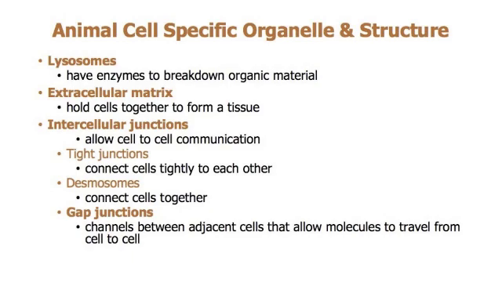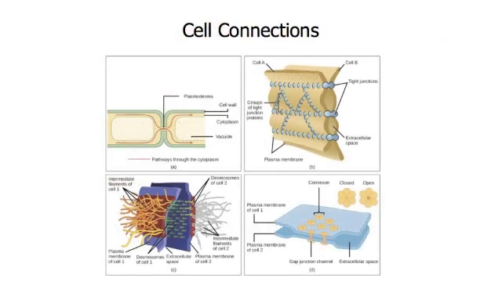Intercellular junctions allow cell-to-cell communication. One type of intercellular junction is called a tight junction, and tight junctions connect cells tightly together, so tight that it may be waterproof. In other words, there's nothing that can squeeze between these two cells. Desmosomes are a structure by which two adjacent cells are attached. They are formed from protein plaques in the cell membranes, and they are linked by filaments. Gap junctions are channels between adjacent cells that allow molecules to travel from cell to cell. And this next slide just shows cartoons of the cellular connections we were talking about on the previous slide.